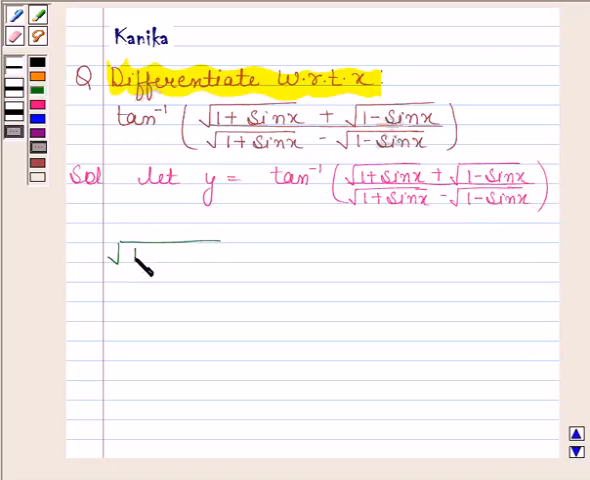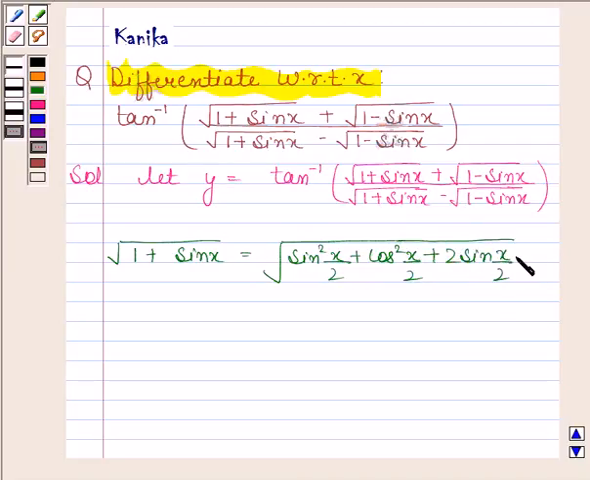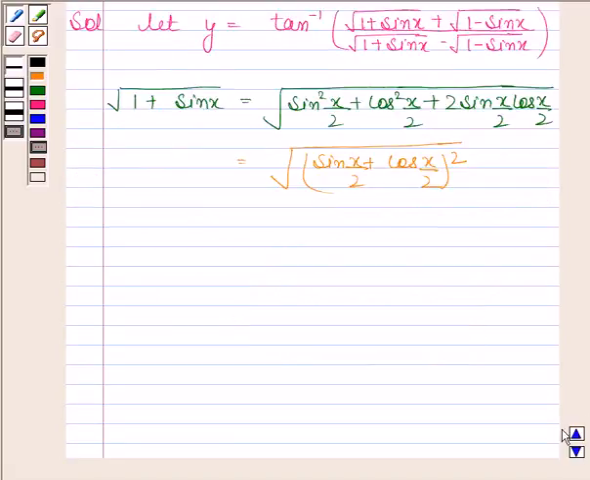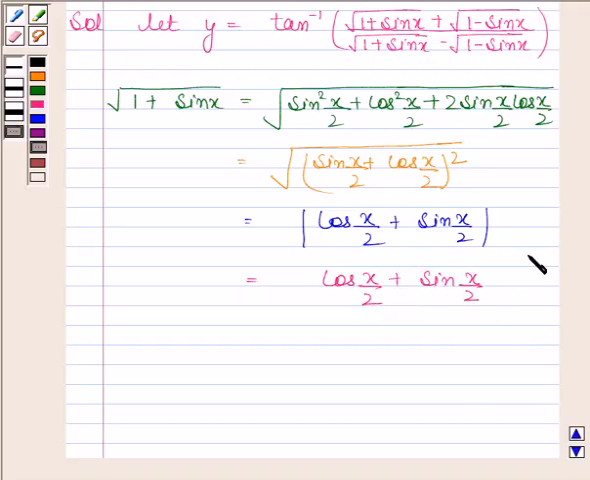Let us consider square root of 1 plus sin x. Now 1 is equal to sin square x by 2 plus cos square x by 2, and sin x is equal to 2 sin x by 2 cos x by 2. This is equal to square root of sin x by 2 plus cos x by 2 whole square, and this is equal to mod cos x by 2 plus sin x by 2, and this is equal to cos x by 2 plus sin x by 2 for 0 less than x less than pi.